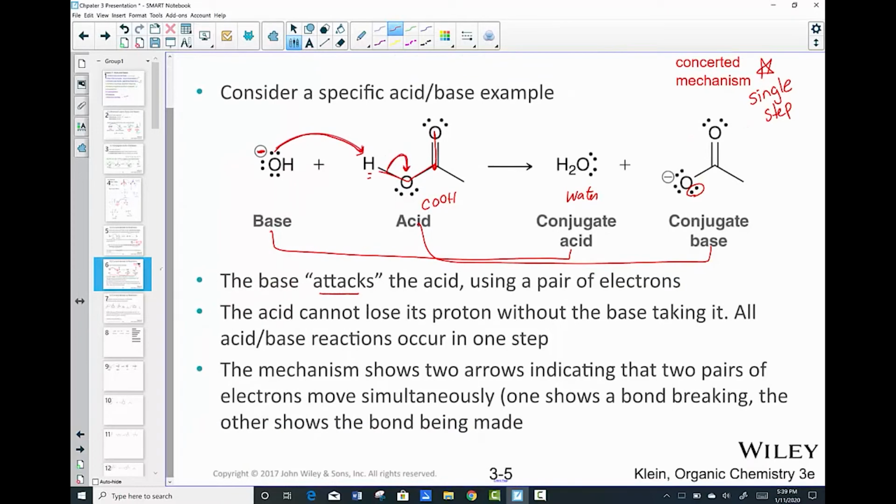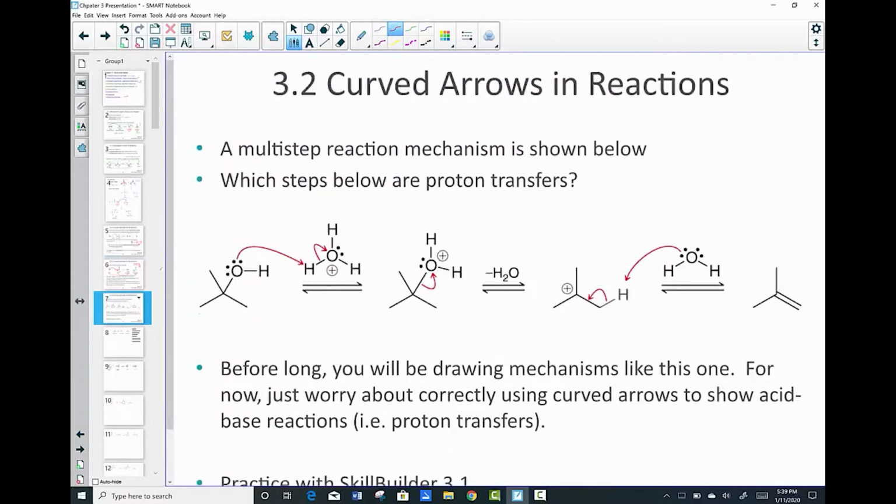Now, sometimes, in a future mechanism, you might see an actual multi-step mechanism that involves multiple steps. Acid-base proton transfer is not multiple steps. It's one step with two arrows. So here is an example of a multi-step reaction. Let's go through it. Just to keep track of it, let's call these structure 1, structure 2, structure 3, structure 4. You might want to write those in your notes to help track the flow of electrons.